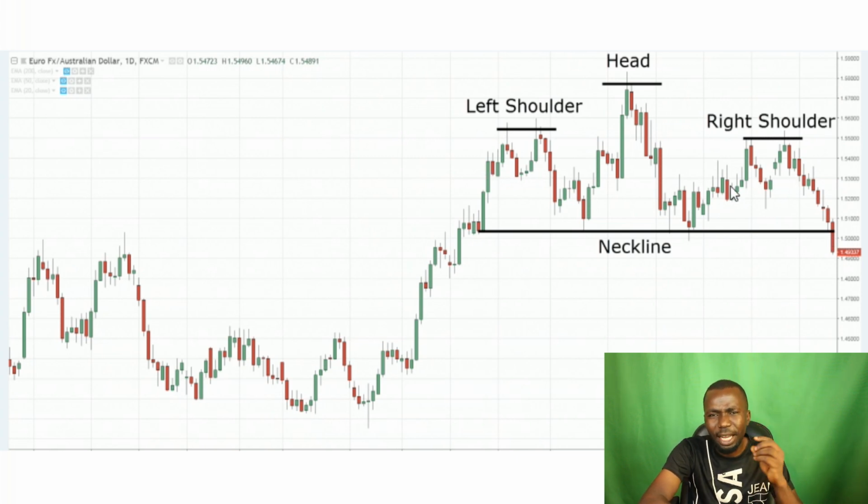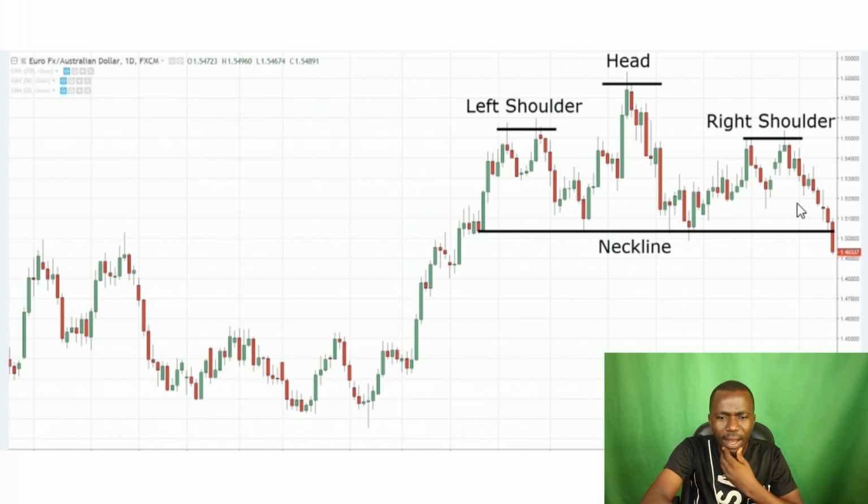So the elements that you need in the head and shoulder pattern are the left shoulder, the right shoulder, and the head. Once you identify the left shoulder, the head, and the right shoulder, the last thing you need to identify is the neckline. The neckline acts as a support level, which will soon become a resistance level. So this is the neckline. You simply use a horizontal line and draw through the lows. So that acts as the neckline.